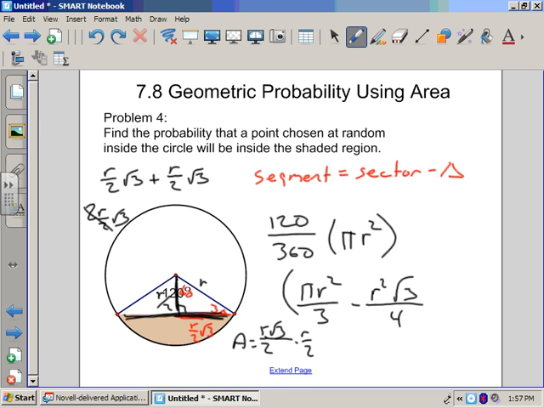So there's my favorable region. My region of the whole circle, therefore, is, and clearly I'm going to have to finish this one later. In fact, finish it on your own, and we'll do it in class.